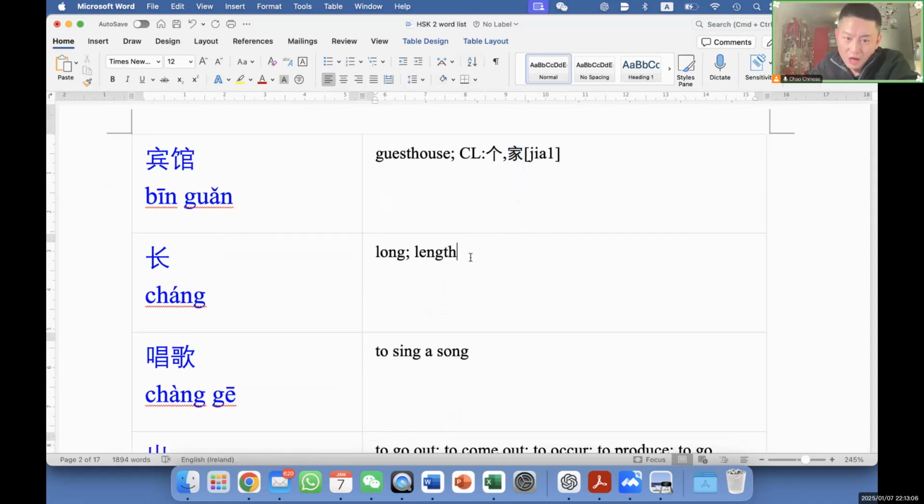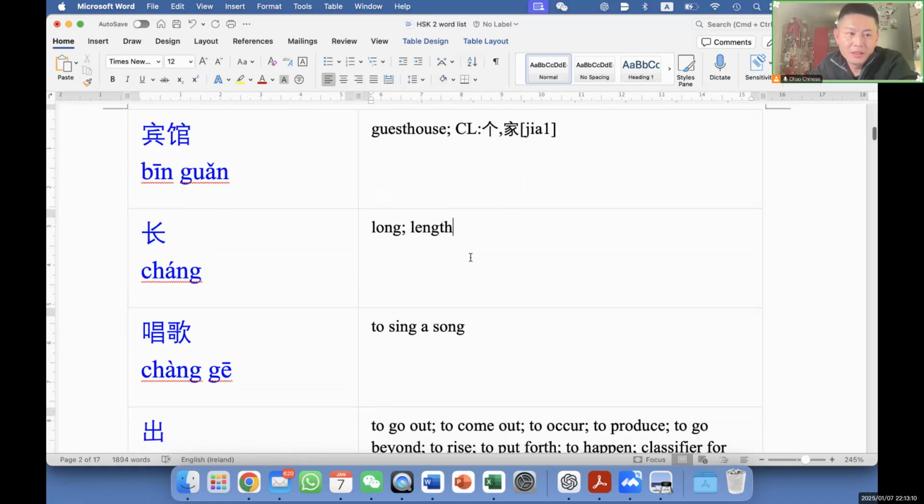长 is long or length. That's no problem. 什么什么很长. Okay. However, this Chinese character has another pronunciation. It's called 长, third tone, which means to grow. Now, grow and long, yeah, connection there. 长 means to grow, like 长大, to grow big or to grow up.